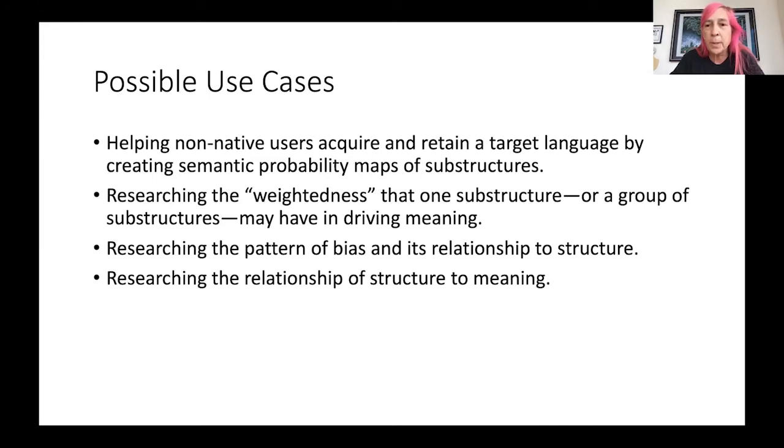Researching the weightedness of one substructure, or a group of such substructures, in driving meaning. Researching the pattern of bias and its relationship to structure, researching the relationship of structure to meaning.